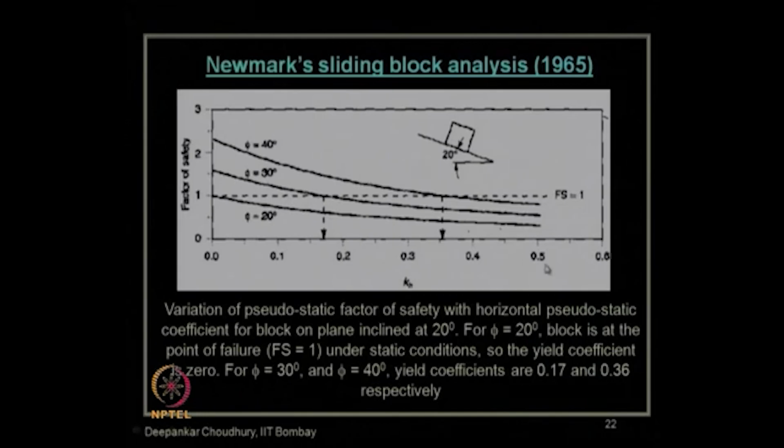Clear? Similarly, for phi equals to 40 degree, it will be stable up to a seismic acceleration value of close to about 0.35 or so. Beyond that value, it will be unstable. Then it will start sliding, and how much is the displacement, again you can calculate using this yield acceleration value, that is at which factor of safety equals to 1. Clear? So, this is the way how the calculation of factor of safety and displacement calculation using Newmark sliding block method is carried out.